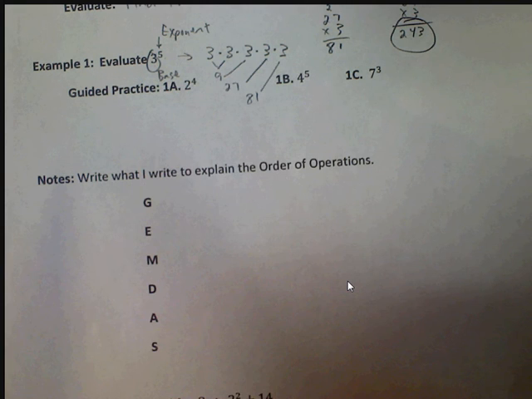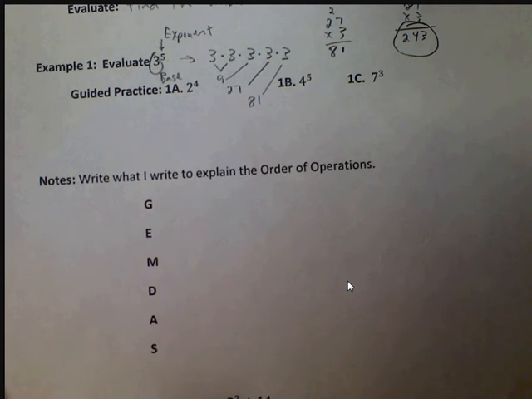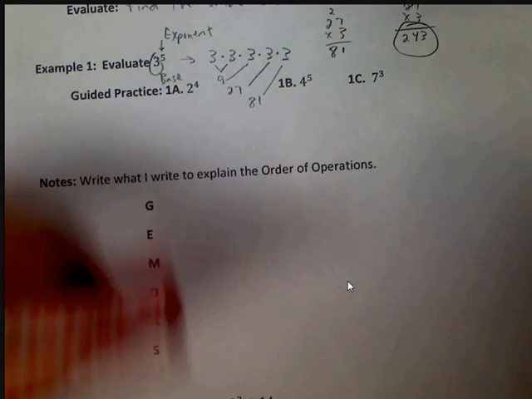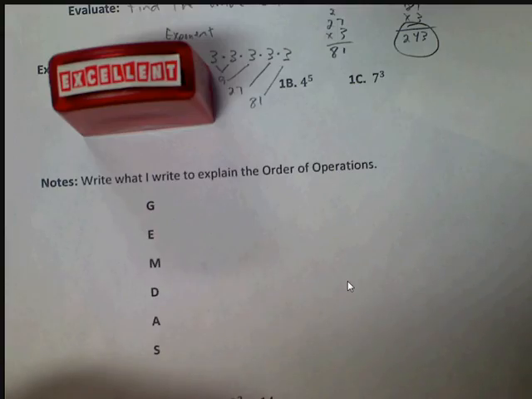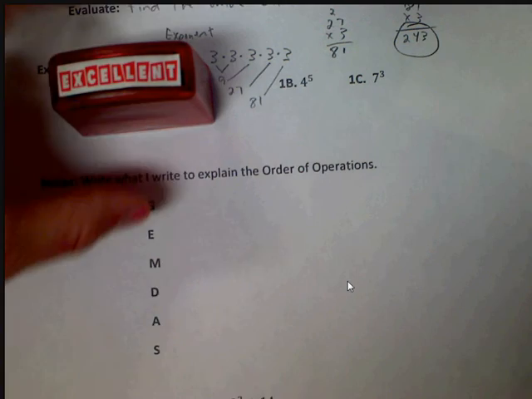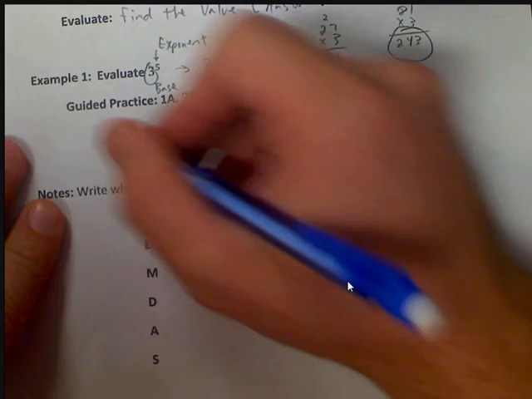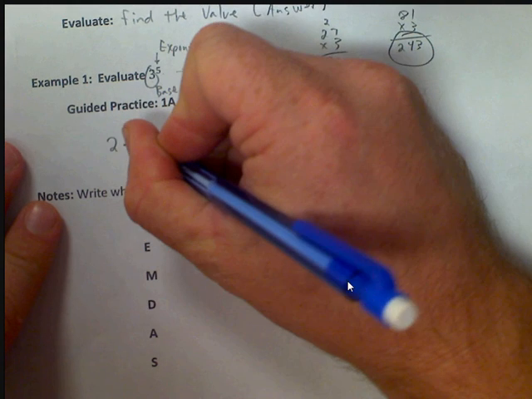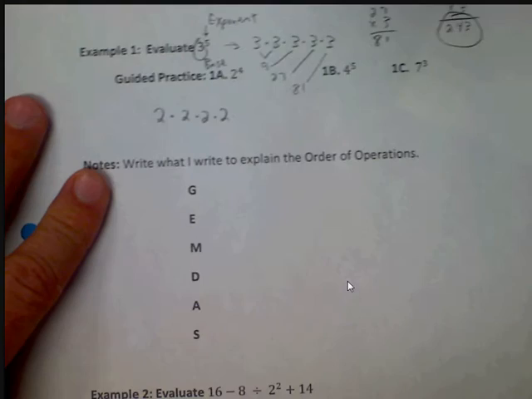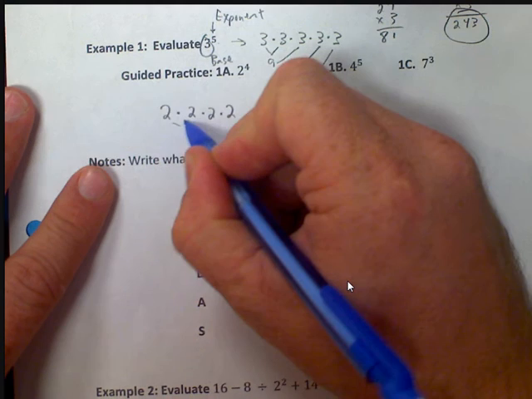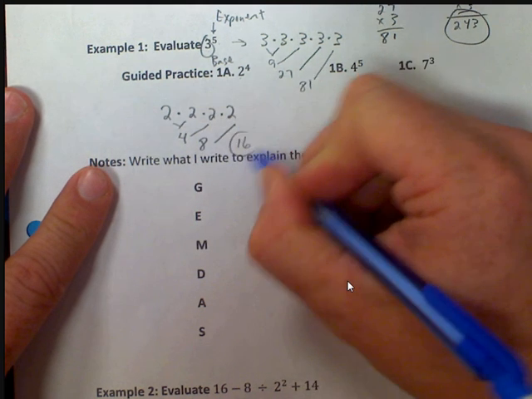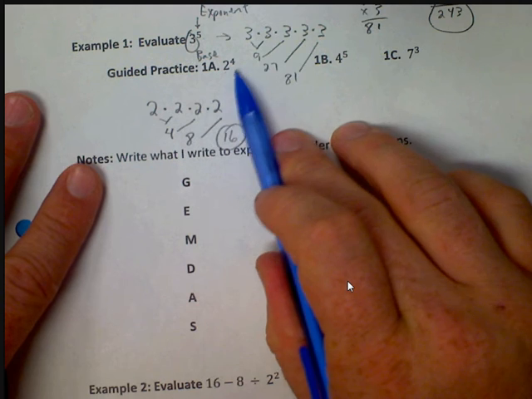This is the first time that we see guided practice. On guided practice, you see 1A, which matches the same one in the book. So go ahead and try yourself. Pause the video and try. 2 is my base. I have to write it 4 times. 1, 2, 3, 4. Now I can go ahead and multiply. 2 times 2 is 4, 4 times 2 is 8, 8 times 2 is 16. That is 2 to the 4th.